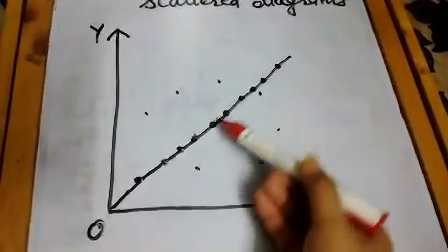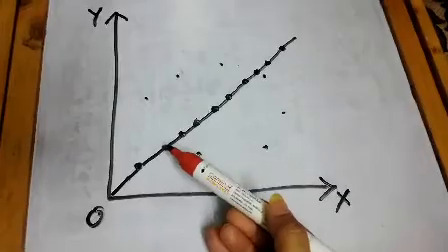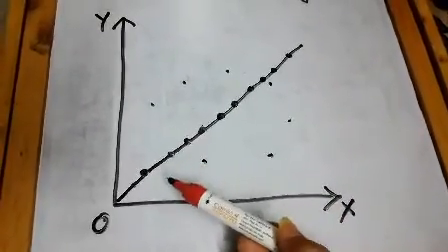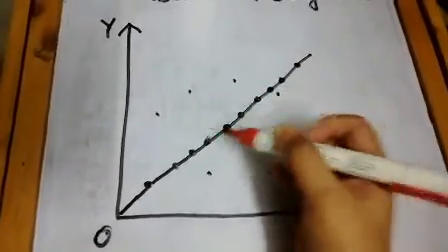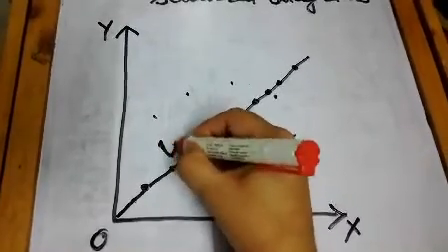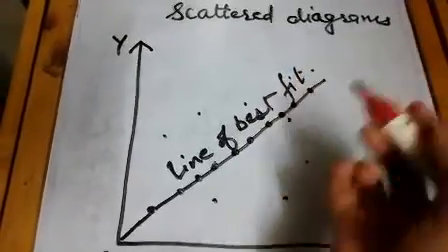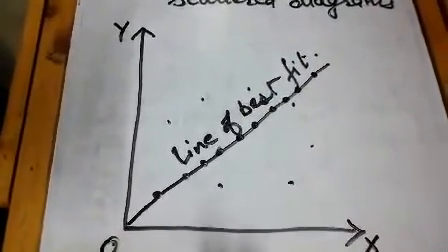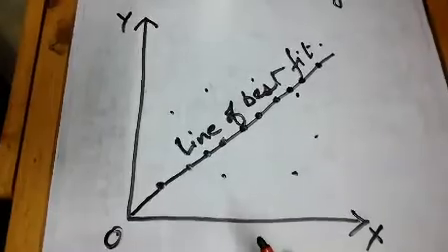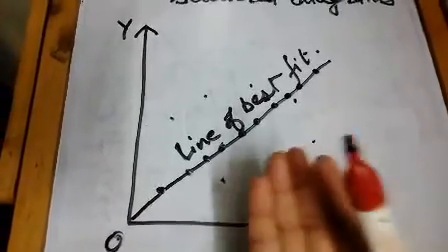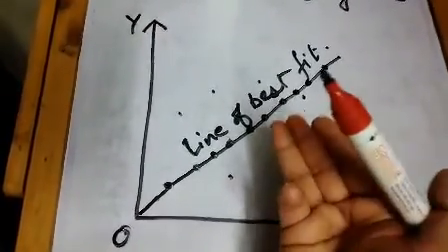So we obtain a straight line when maximum points from the given data lie on a straight line when we plot the data. This line could be called the line of best fit. Or in other words, it is the line that passes through the scattered points in such a way that most of the points lie on one single line.